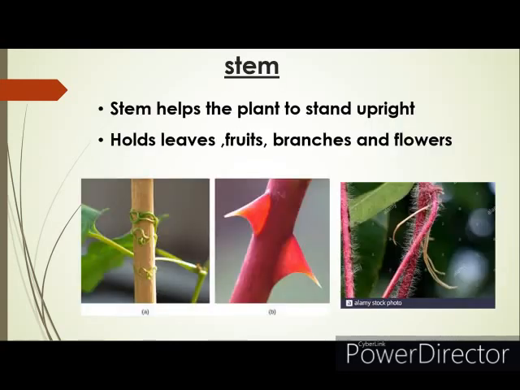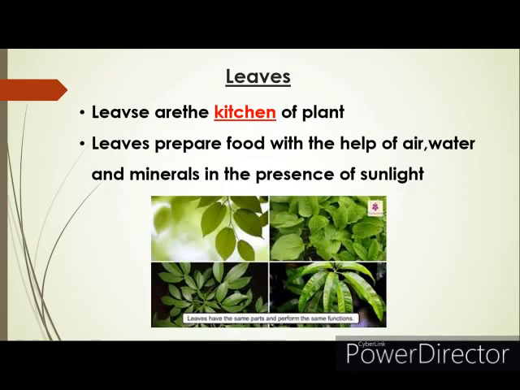And next is stem. Stem helps the plant to stand upright. It holds leaves, fruits, branches and flowers. Understand? There are different types of stem, like thorny stems and hairy stems. Okay, so stem helps the plant to stand upright. Clear?